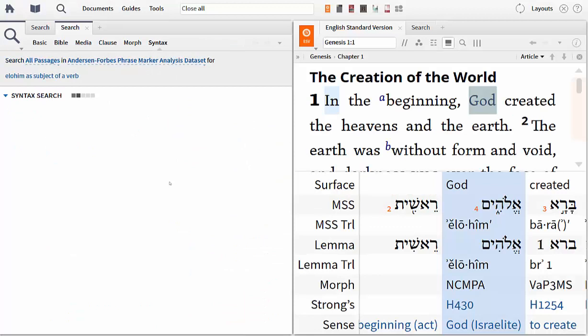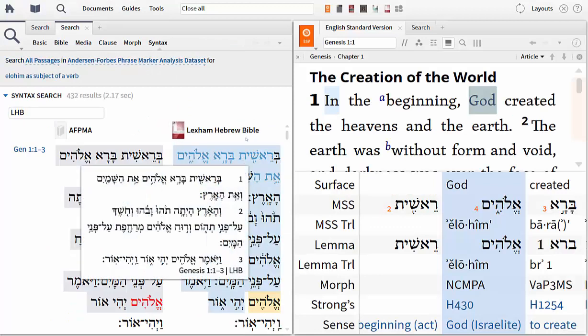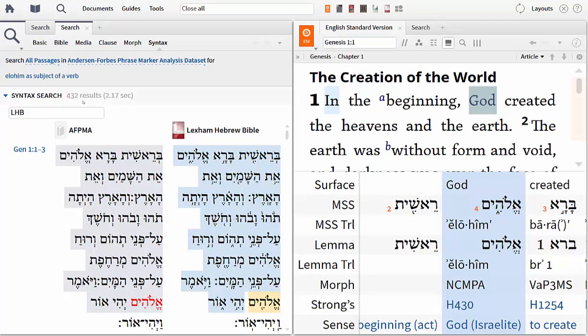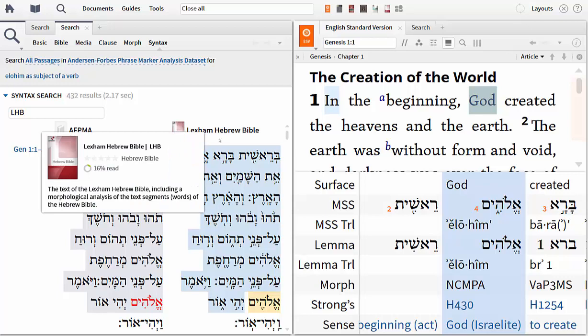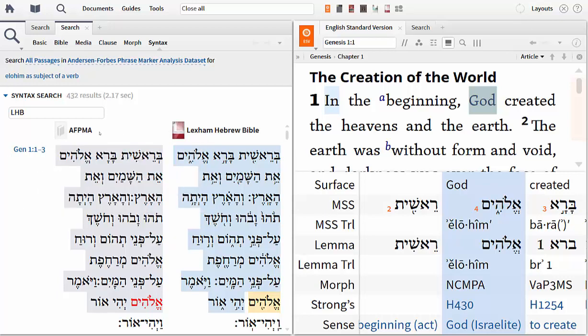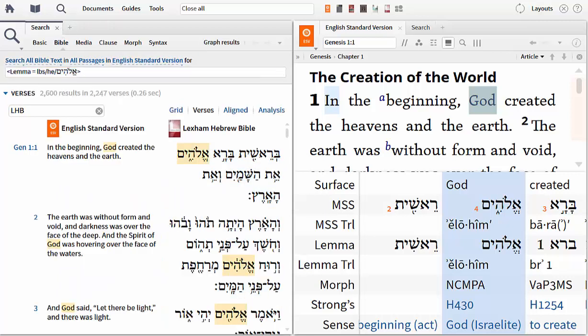So let's click Search. And we have 432 results. So 432 times in the Hebrew Bible. And I have LHB here because we used that last time. This is the database we actually searched, Anderson Forbes Hebrew Bible, different markup, same text. But 432 times we have Elohim as the subject of a verbal form. Okay, not terribly interesting, but let's just close this. And we'll close this one.